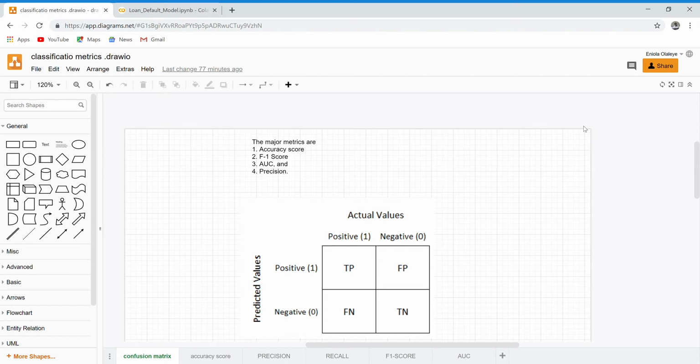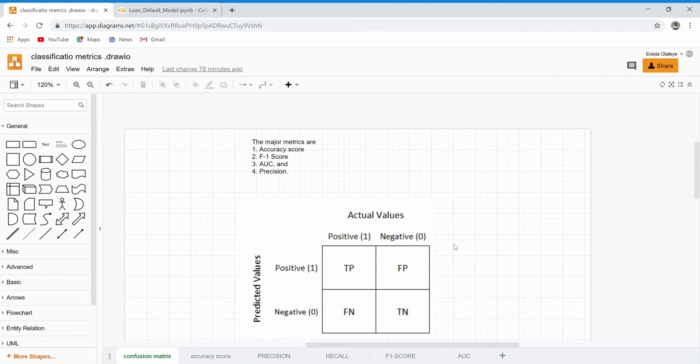I'm going to be walking you through the evaluation matrix we have for our problem, which is the loan default. Okay, so let's get started. In machine learning, performance measurement is an essential task. When it comes to classification problems, we have so many metrics. But for this problem, we are going to be looking at just four: the accuracy score, F1 score, AUC, and precision. To really understand these evaluation metrics, we need to understand what a confusion matrix is.